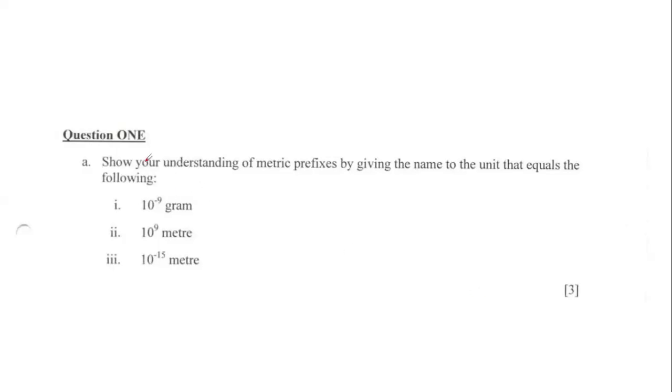And then the prefixes here, let's see if we can name them. Show your understanding of the metric prefixes by giving the name of the unit that equals the following. So we said that 10 to the power 9 was just what? You have to know those, right? And then 10 to the power minus 15, they are all in that table. So you take a look at them, then you'll be able to name them. So this will be a nanogram. And this one, what is 10 to the power 9?